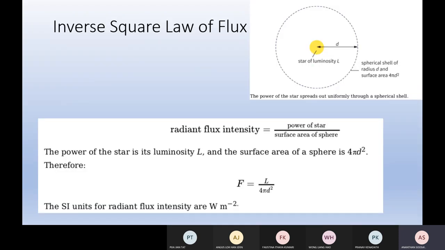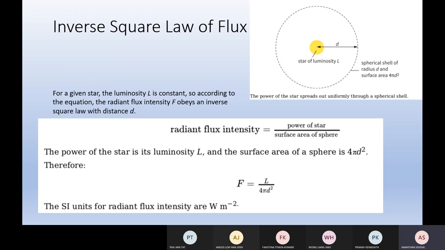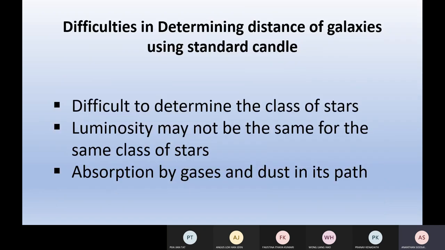The one I told you, the same formula: power of the star over the surface area. The same information. So by assuming the luminosity is constant, the flux density obeys the inverse square law with the distance. But this method, of course, has a lot of problems.